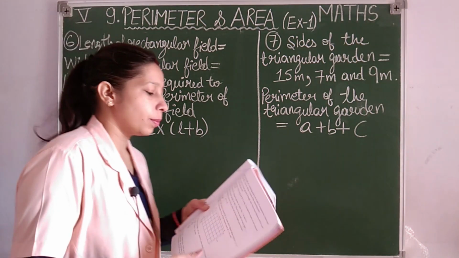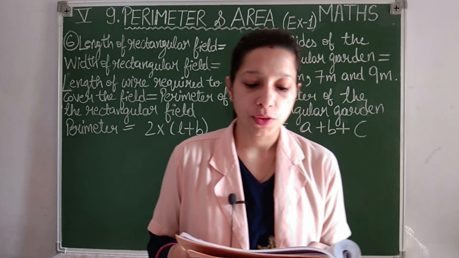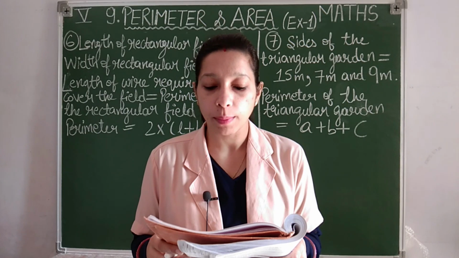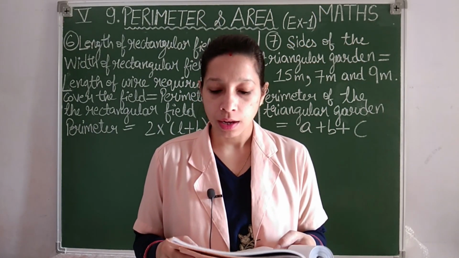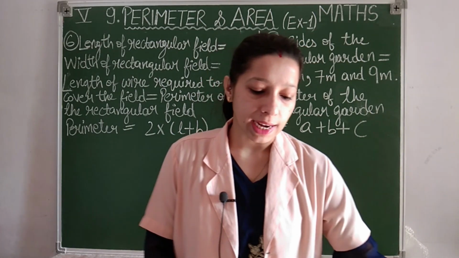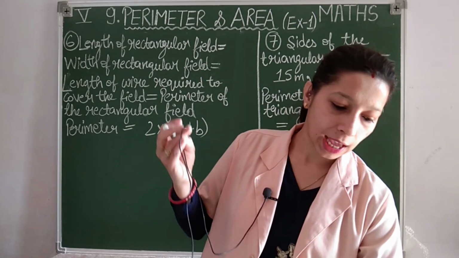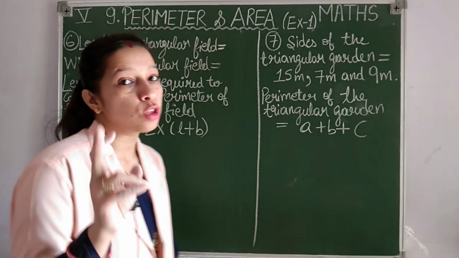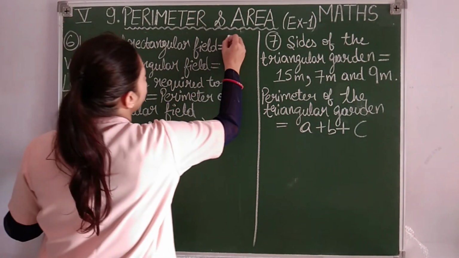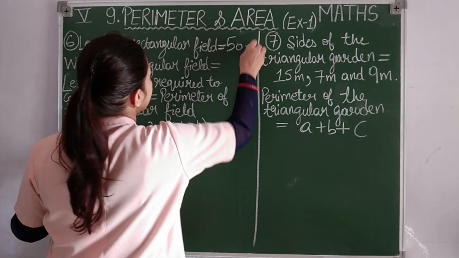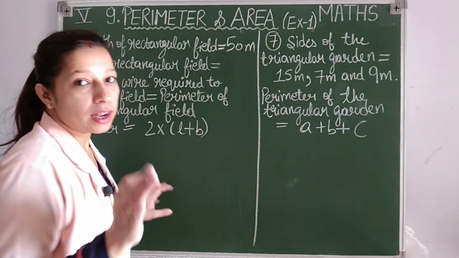So students, question number 6 is, a rectangular field is 50 meter long and 30 meter wide. Calculate the length of wire required to fence the field. In simple words, let us understand the question, students. A rectangular field is having length of 50 meters. Long means length is given to you. So length of rectangular field is 50 meters and it is 30 meter wide.